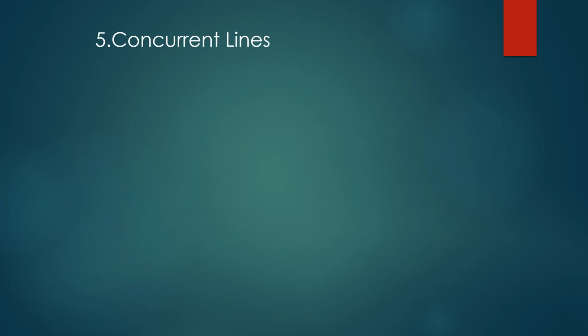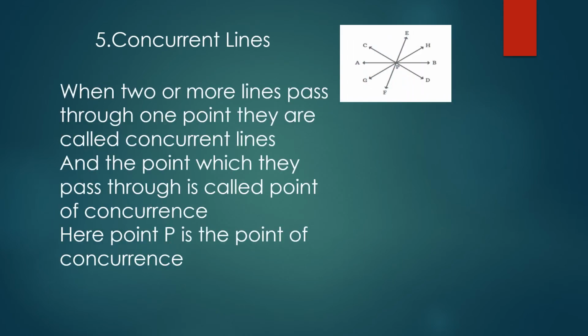Concurrent lines. When two or more lines pass through one point, they are called concurrent lines. Here, various lines are passing through point P, and the point which they pass through is called point of concurrence. Here, point P is the point of concurrence.